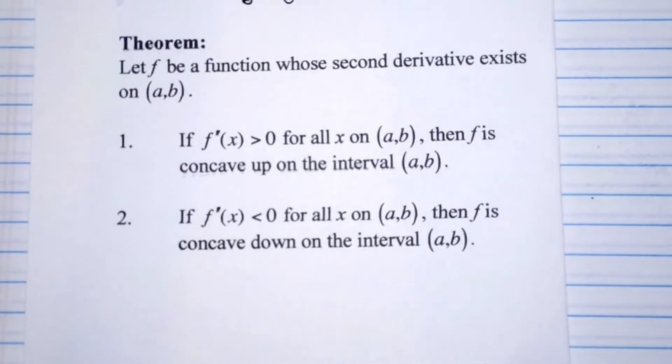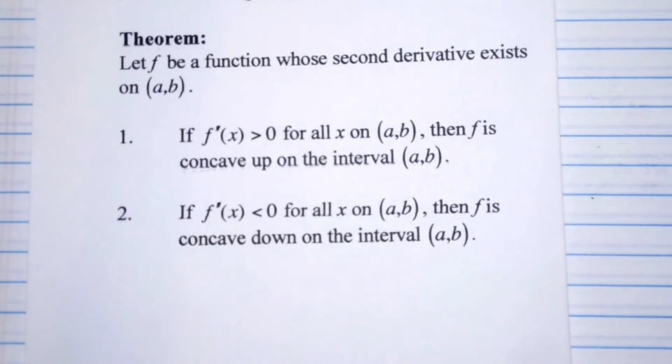So that brings us to this theorem. Let f be a function whose second derivative exists on the open interval from a to b. If the second derivative of x is greater than 0 for all x on that interval, then f is concave up on that interval. If the second derivative of x is less than 0 for all x on that interval, then f is concave down on that interval.